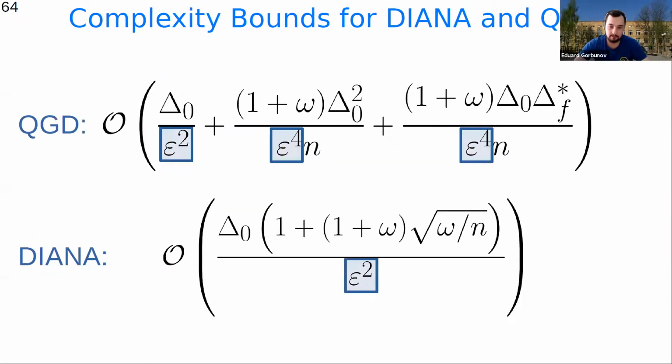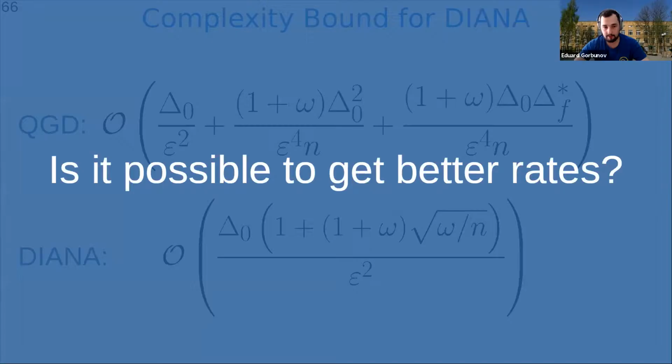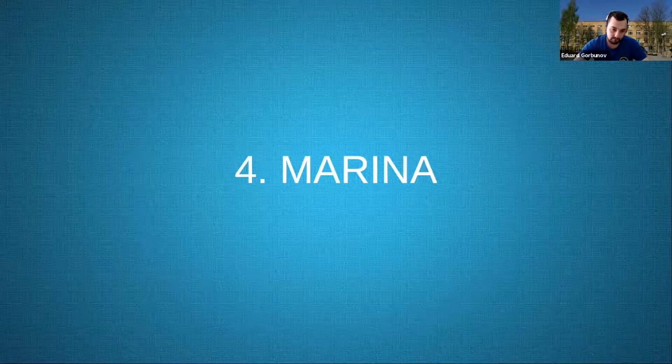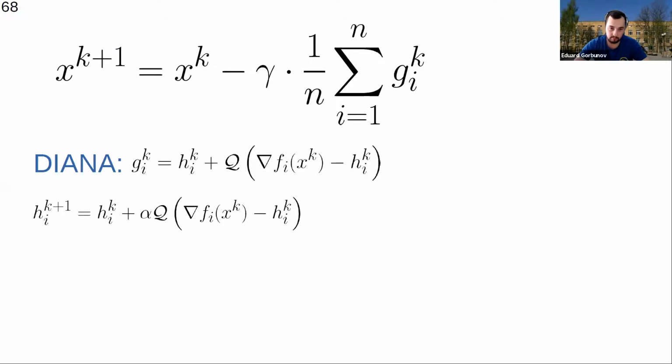And we stop here. I showed you the complexity bounds for Diana and QGD. And so the natural question, is it possible to get a better rate? And the answer is yes. And in our paper, we proposed a new method called Marina that has a better rate. So as before, we consider the same update rule, but the devil is in the details.